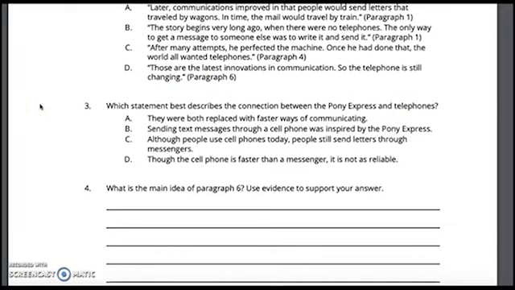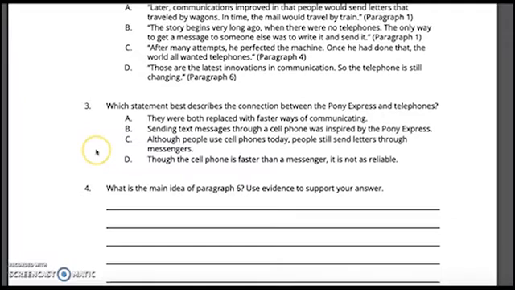A, they were both replaced with faster ways of communicating. B, sending text messages through a cell phone was inspired by the Pony Express. C, although people use cell phones today, people still send letters through messengers. D, though the cell phone is faster than a messenger, it is not as reliable.